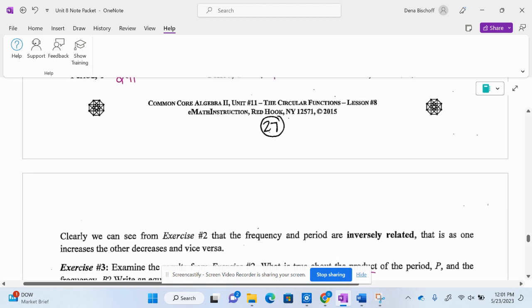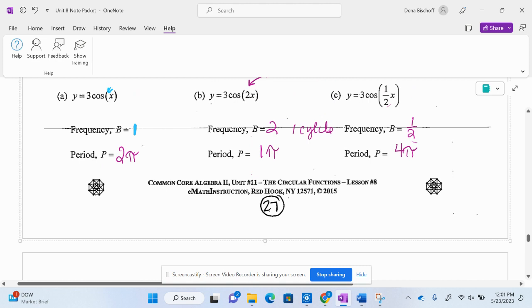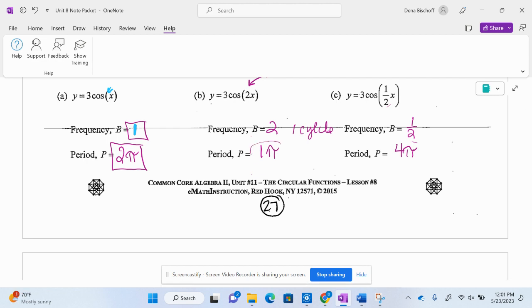Okay, well, let's look back. I'm going to just go back. The product of the period and the frequency. What is 2 pi times 1? 2 pi. What is 2 times 1 pi? 2 pi. The period 4 pi times the frequency 1/2, what is half of 4 pi? 2 pi. So the product of the period and the frequency is always going to equal 2 pi.